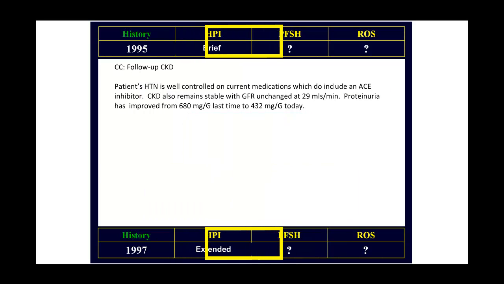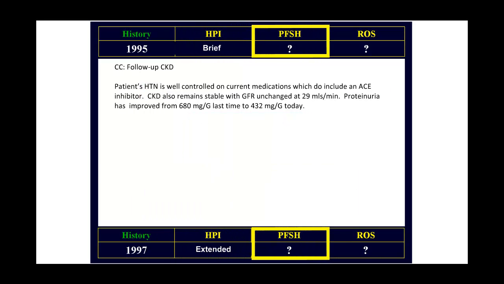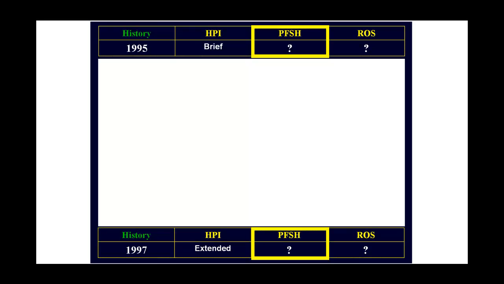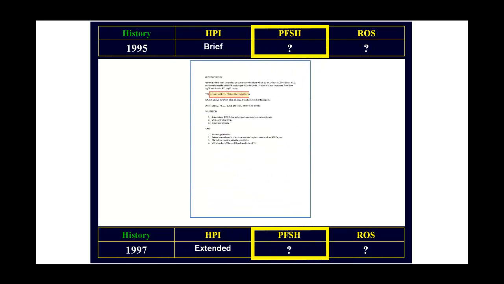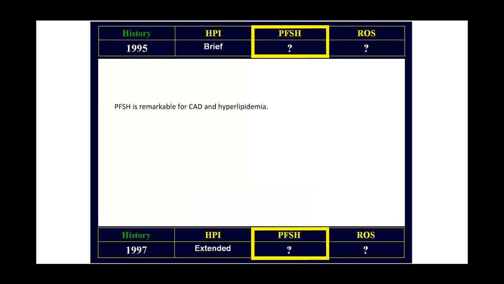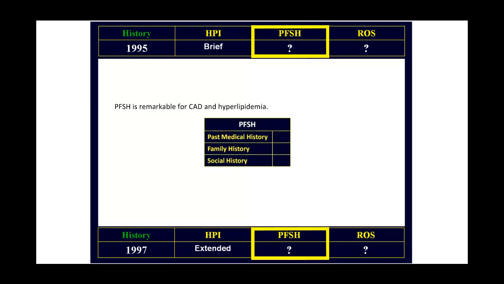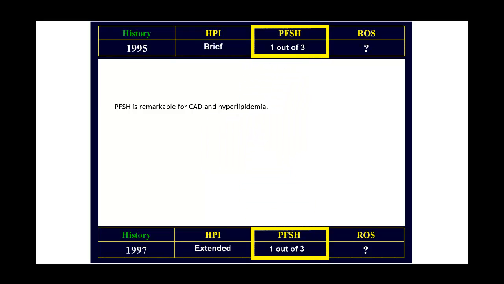Now that the HPI is covered, the next step is to check the PFSH. Looking at the PFSH, which is located here in the note, you can see that not much information has been recorded. There is no difference between the 1995 and 1997 guidelines when it comes to documenting the past medical, family, and social history. Here all we said was that PFSH is remarkable for CAD and hyperlipidemia. It's not a lot of information, but certainly this does count as an element of past medical history, which gives us 1 out of 3 components of PFSH.